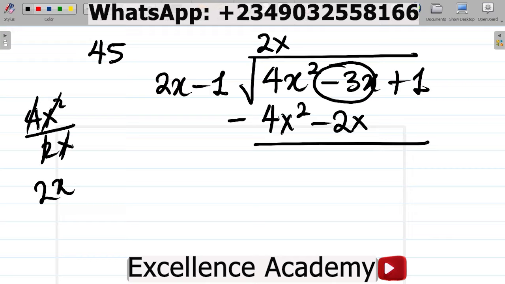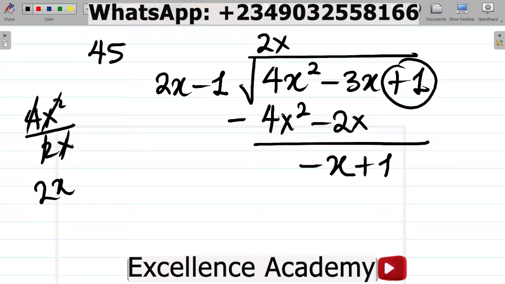We know that minus 2 is plus 2. So basically what you have here is minus 3x plus 2x. Minus 3 plus 2 is minus 1. Minus 1, then attach the x. That gives you minus x. Bring this one down, plus 1.